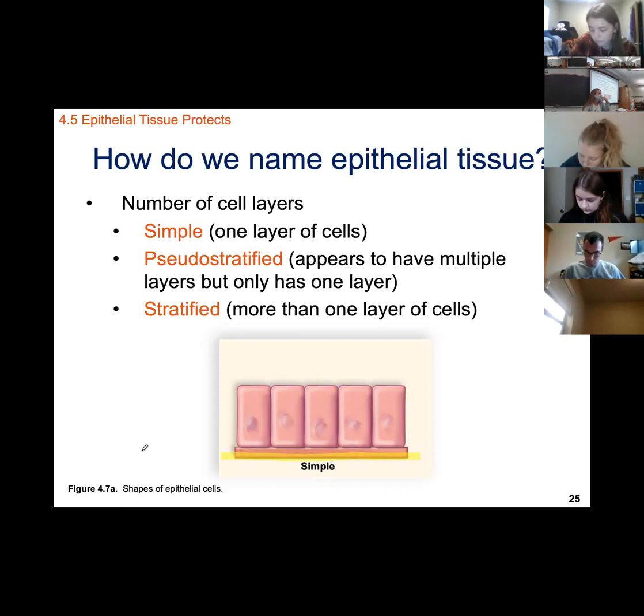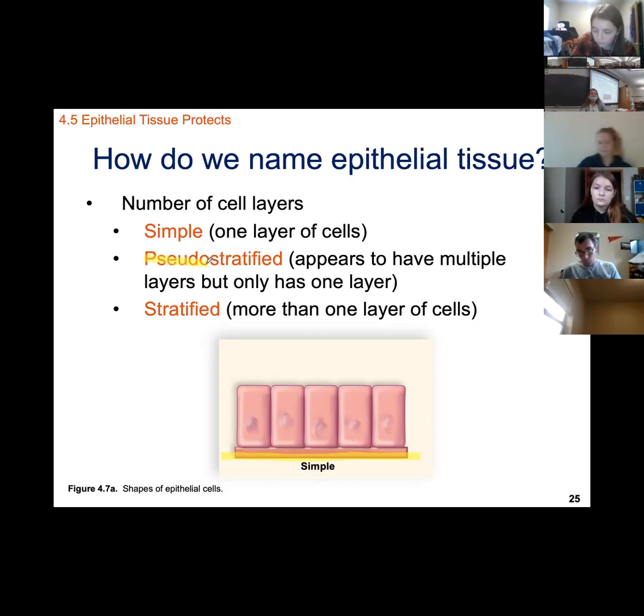We have the pseudostratified, which I'll show you a picture on the next slide of what that looks like. It appears to have multiple layers, but only has one layer. And then lastly, we have stratified. This is more than one layer of cells. So the three different ones are simple, pseudostratified, and stratified. The word pseudo would be the root word here.